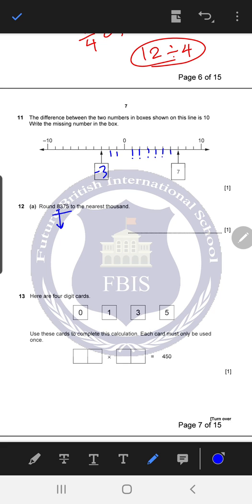Round to the nearest thousand. The thousand digit is 8. The one beside it is 3. 3 will not round up, so the 8 will stay 8. It will be 8,000.